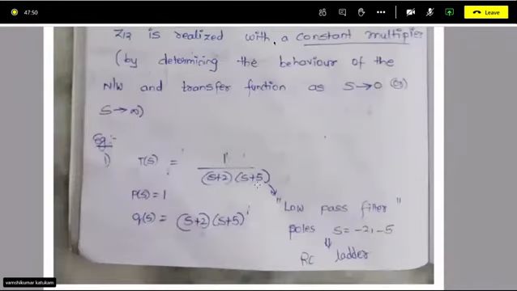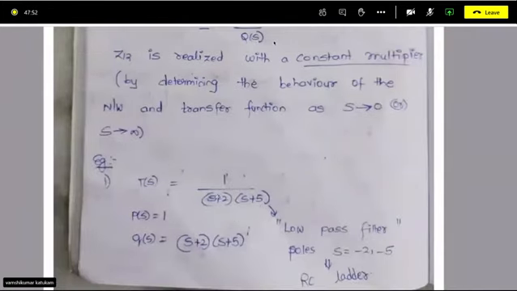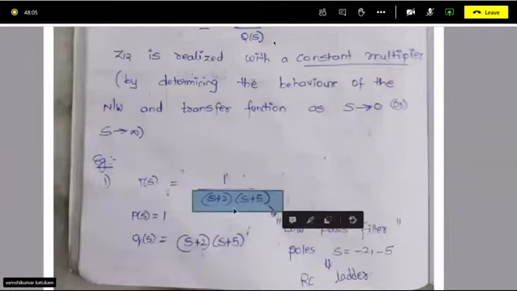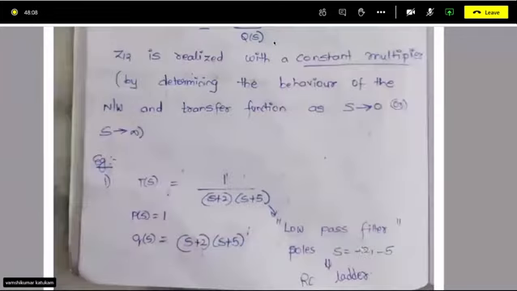For RC ladders, what are the conditions? The poles and zeros should be in the left half of the s plane, and there should not be any pole at 0 or infinity. If you see, there is no pole at 0 or infinity. You have poles at s equal to -2 and s equal to -5, and there are no zeros, so no need to talk about zeros now. So this is an RC ladder, because there is no pole at 0 or infinity, and zeros, if present, should be in the left half of s.